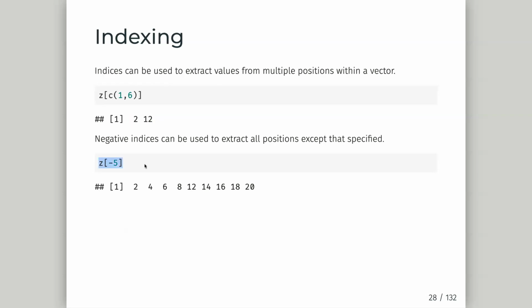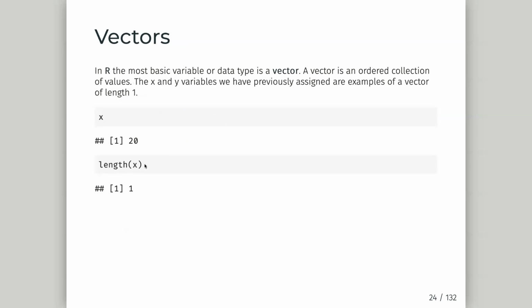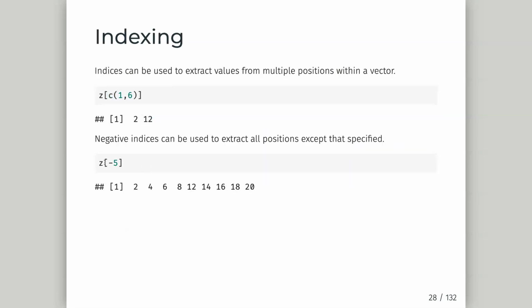Similar to other languages, if I want to get everything apart from a number, I can do minus. So I want everything apart from the 5th index. I will do Z minus 5, and now that's omitted from my particular vector.